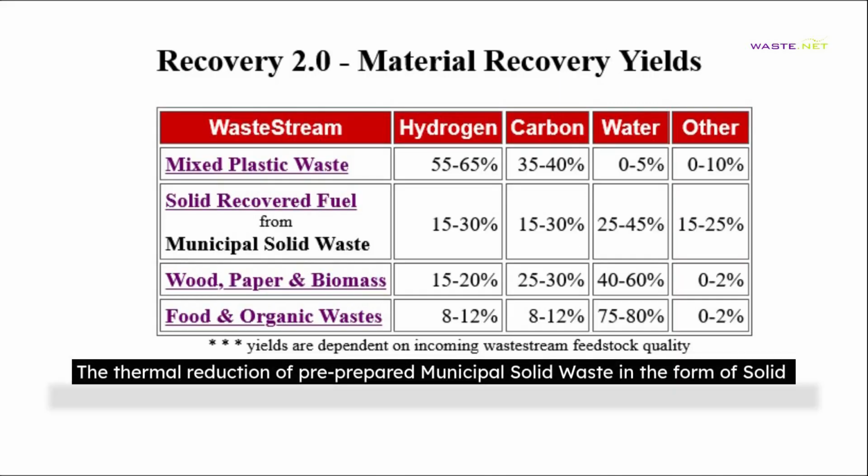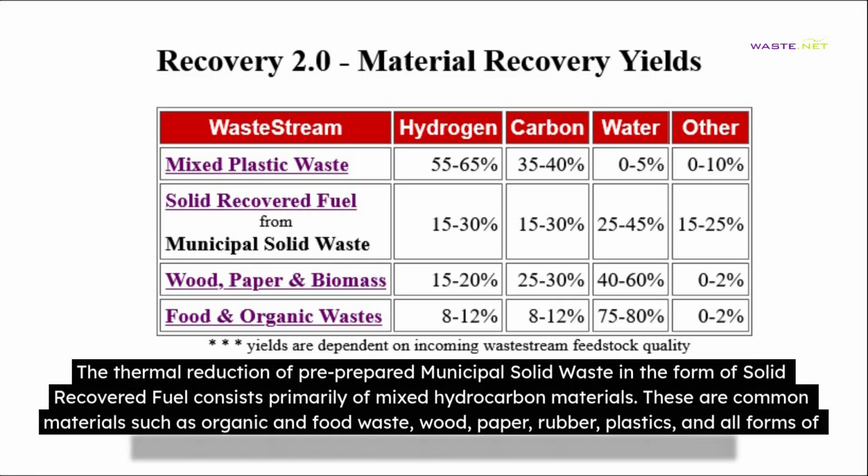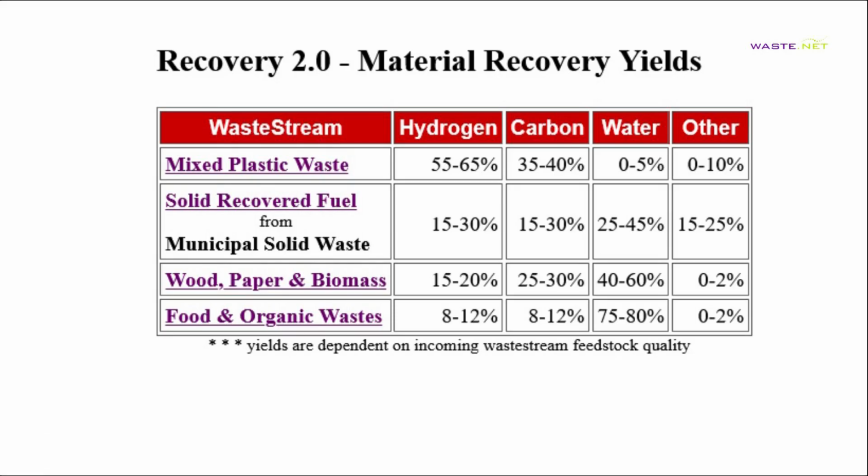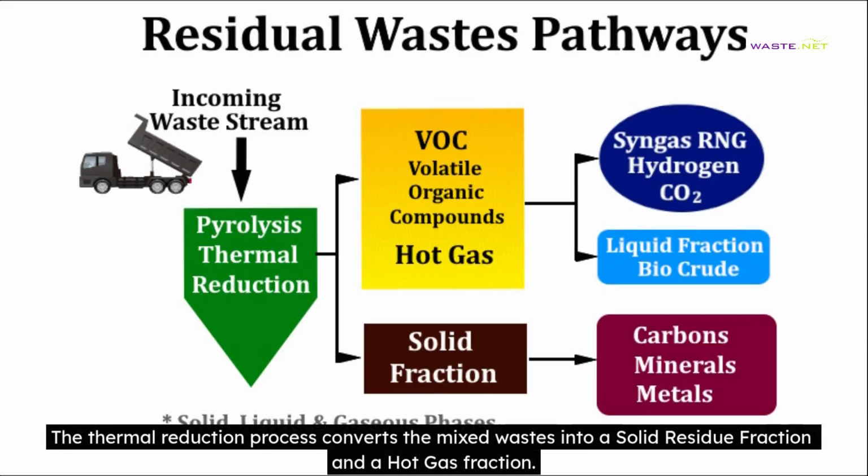The thermal reduction of pre-prepared municipal solid waste in the form of solid recovered fuel consists primarily of mixed hydrocarbon materials. These are common materials such as organic and food waste, wood, paper, rubber, plastics, and all forms of textiles and oils. These materials contain various moisture contents. The thermal reduction process converts the mixed wastes into a solid residue fraction and a hot gas fraction.